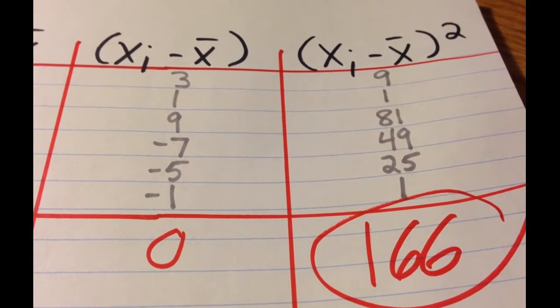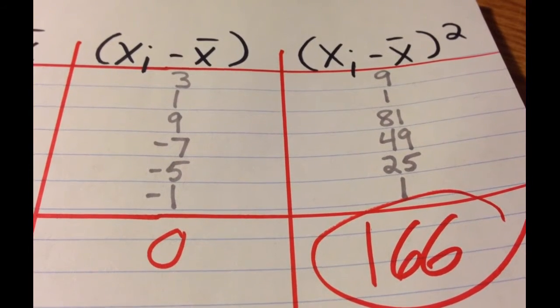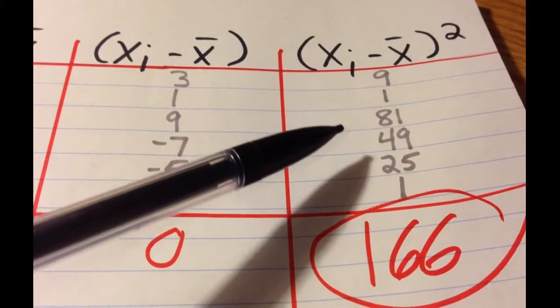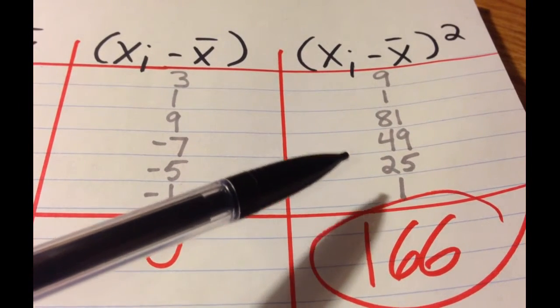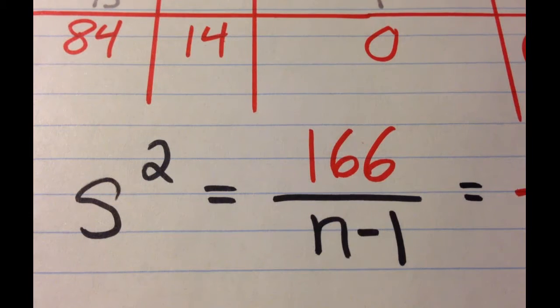You will now calculate the sum of the squared terms. Now simply add up all of the new terms. 9 plus 1 plus 81 plus 49 plus 25 plus 1 will give you a sum of 166.